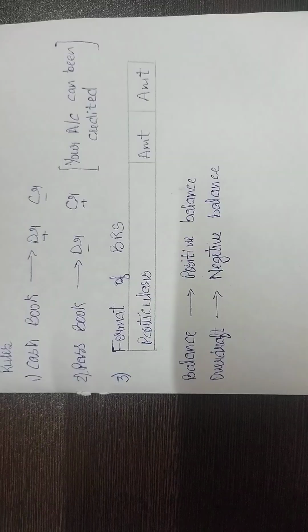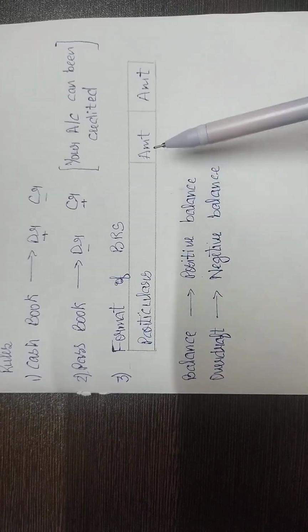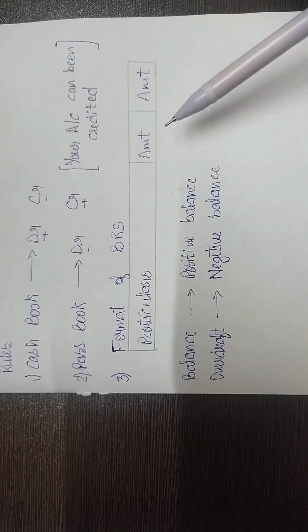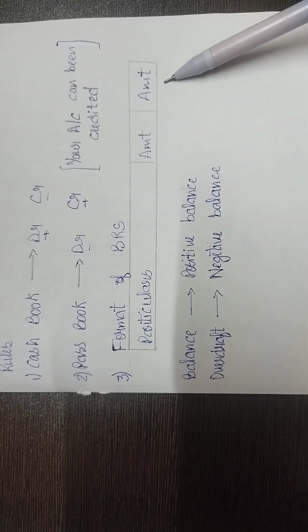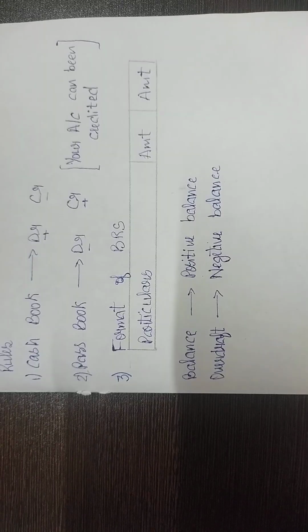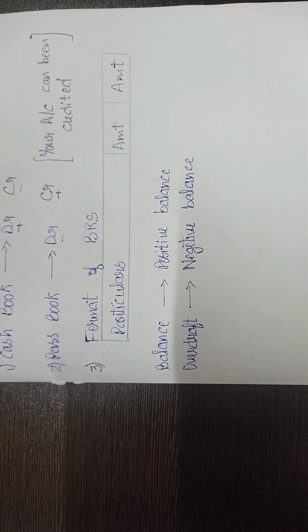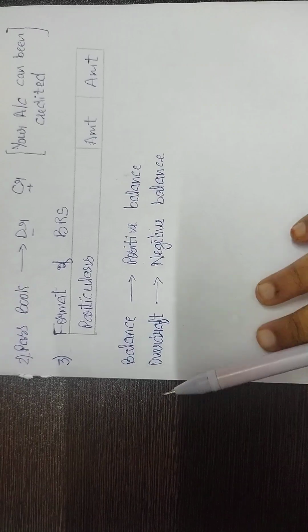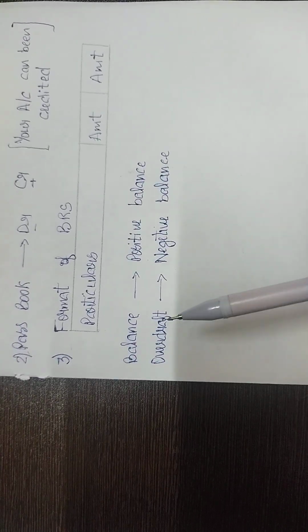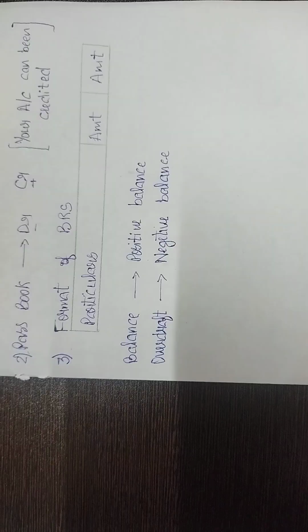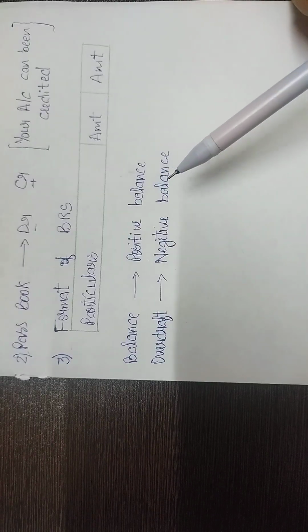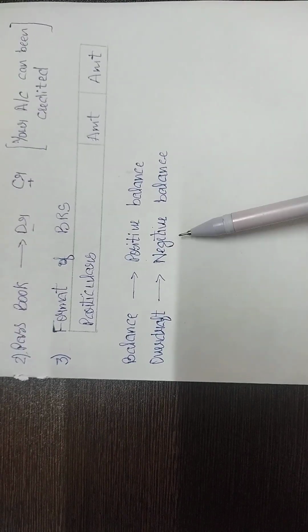Next is the format of BRS. This is not the full format of BRS, but for now you just have to know that the main headings of BRS are particulars, amount and amount. This is the inner column and this is the outer column. You'll get to know it deeper when we do sums. And the next thing you have to know is, when they mention balance in sums or in the question, it is always a positive balance. But when they mention overdraft, it is a negative balance.